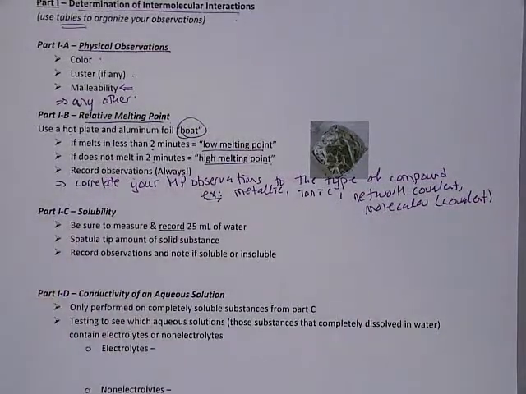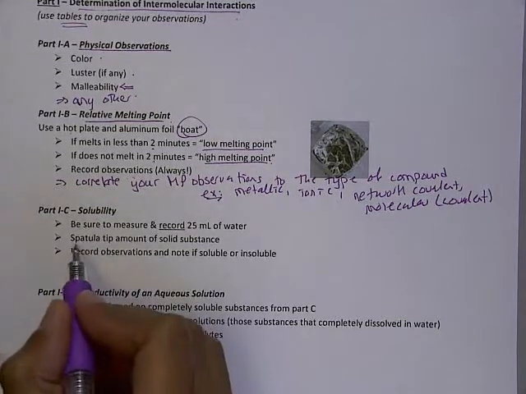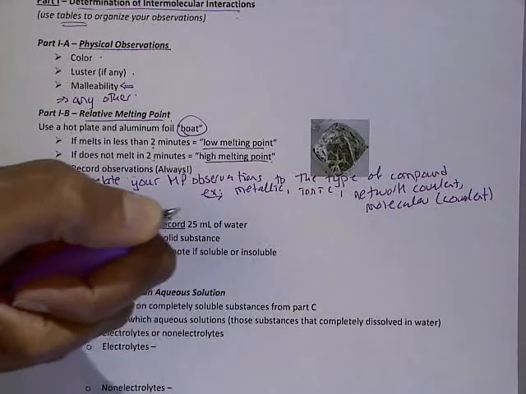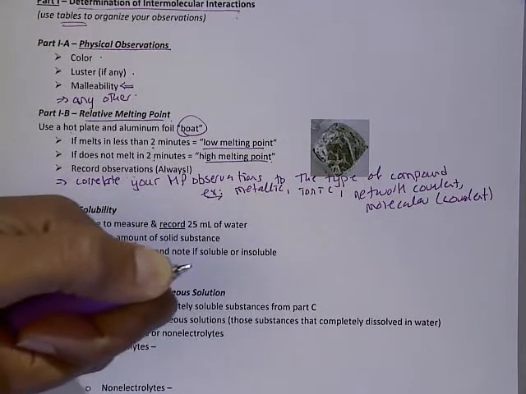In part C, we're going to assess the solubility. Is your substance soluble in water? Is it insoluble? Is it partially soluble? So again, you're going to be using a spatula tip amount. Remember, when we say spatula tip amounts, we're really saying something as small as the tip of this pen.